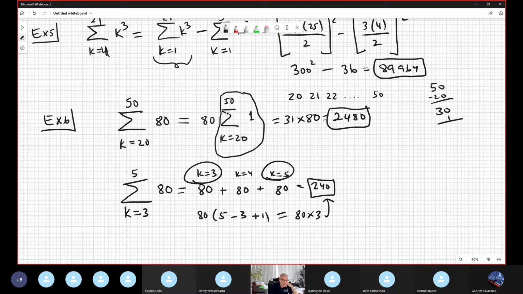And 80 times 3 is 240. Do you understand? The same idea here. You're subtracting what? The upper limit, subtracting the lower limit. And consider one more, plus 1. Okay?